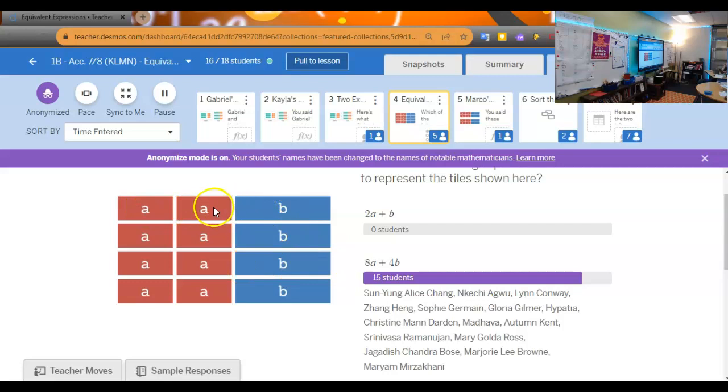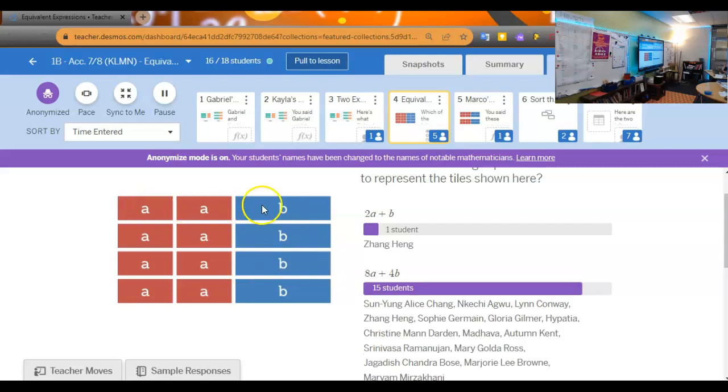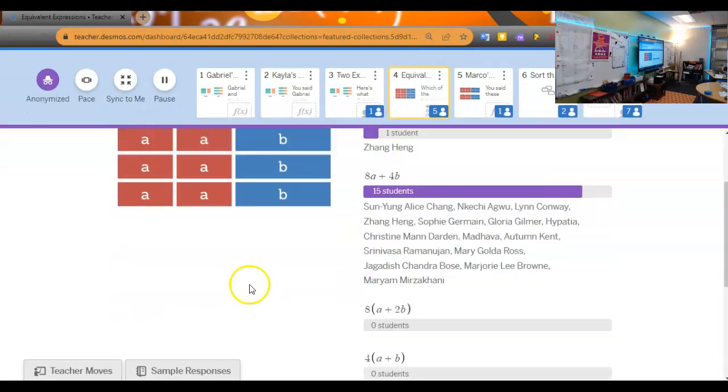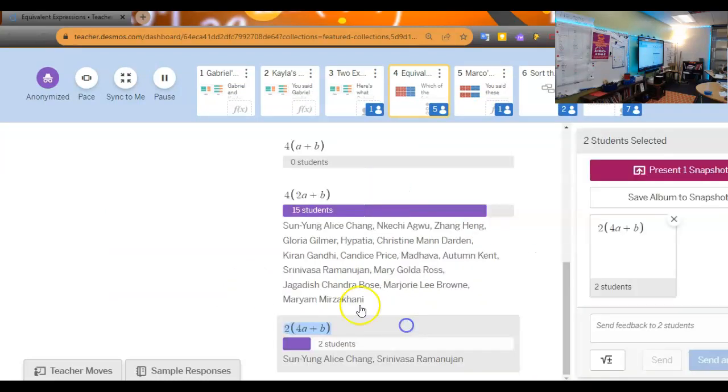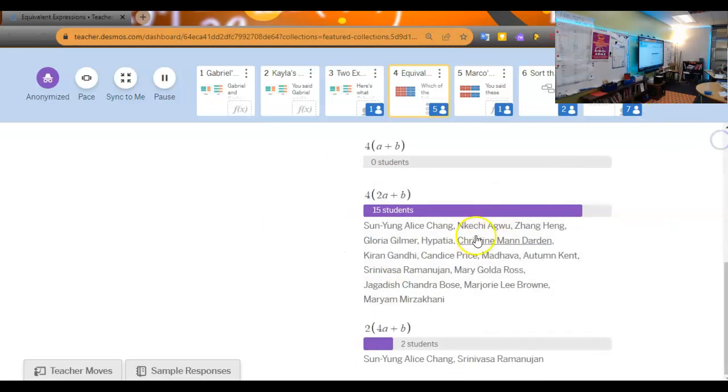But yeah, 2 A's and a B. We got 4 groups of them. Now, wait a minute. Why only a couple of us marked this one? 2 times 4A plus B.